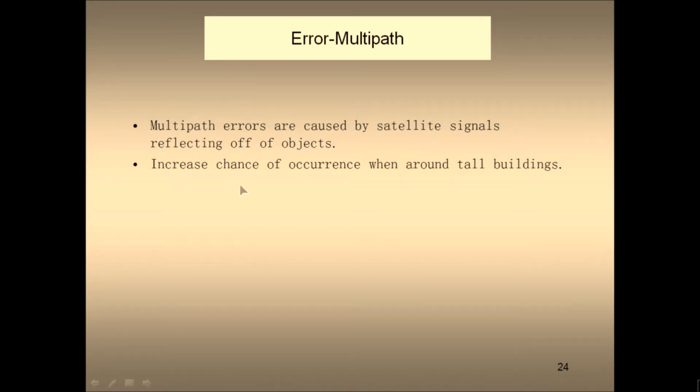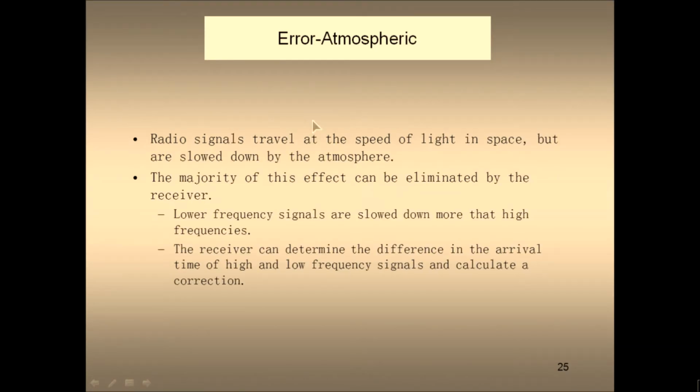And atmospheric errors: the radio signals travel at the speed of light in space but are slowed down by the atmosphere, and the majority of this effect can be inhibited by the receiver. Lower frequency signals are slowed down more than high frequency ones, so the receiver can determine the difference in the arrival time of high and low frequency signals and calculate a correction.